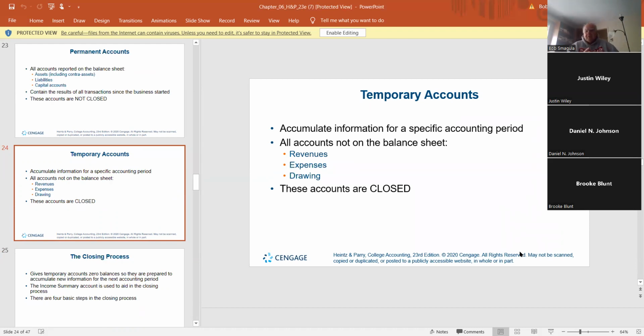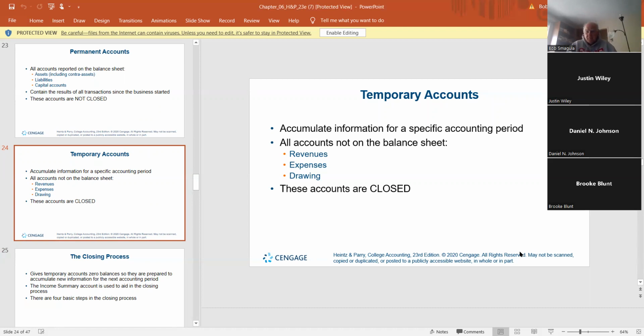Everything else is a temporary account. What are the temporary accounts? Revenues, expenses, and drawing. These are the ones that have to be zeroed out. And I keep using that phrase "zeroed out" for a reason. They get zeroed out into capital.